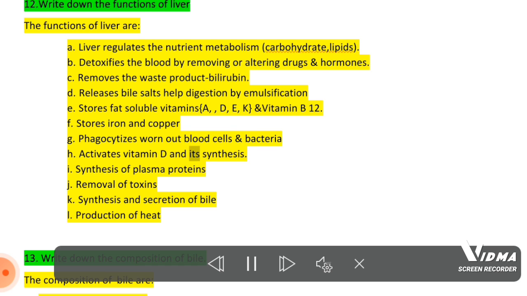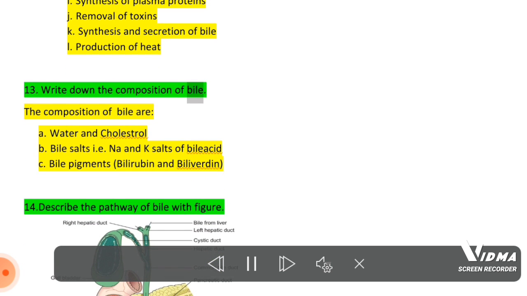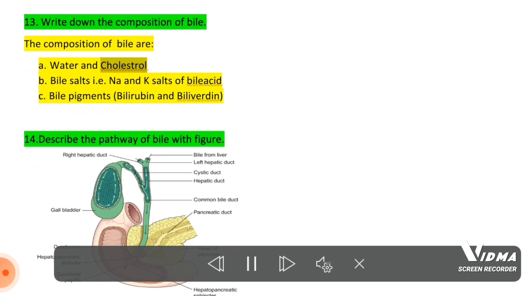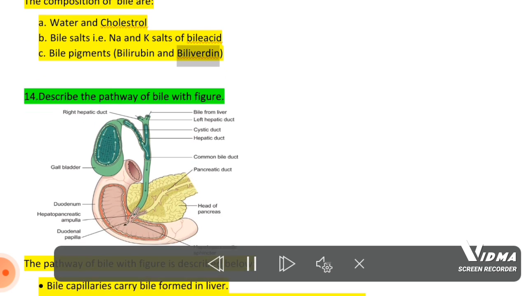Activates vitamin D in its synthesis. Synthesis of plasma proteins. Removal of toxins. Synthesis and secretion of bile. Production of heat. 13. Write down the composition of bile. The composition of bile is: water and cholesterol. Bile salts: Na and K salts of bile acids. Bile pigments: bilirubin and biliverdin.